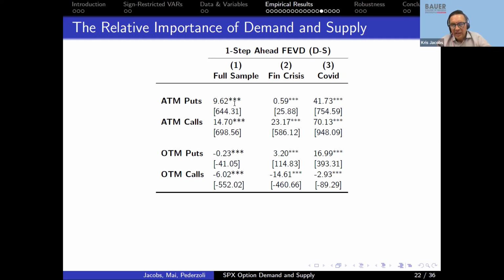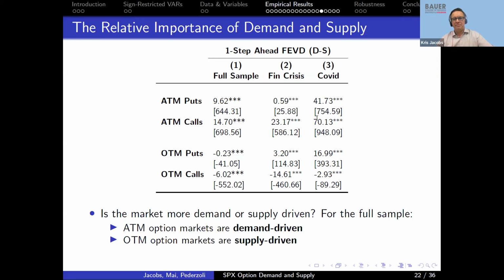You see that in the COVID crisis, this number here goes from 9 to 41. This one goes from 14 to 70. This goes from negative to 16, and this goes from -6 to -2. In other words, in COVID, what really becomes very important to explain the data is demand, right? So whatever happens in option markets in COVID, it seems, at least from these data, to a large extent, is a demand-driven story. Okay.